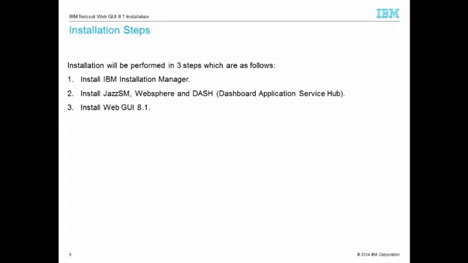In this demo, I am going to do the installation in 3 steps. First of all, I am going to install IBM Installation Manager. Secondly, I will install JazzSM, WebSphere and Dash. And at the end, I will install WebGUI 8.1.